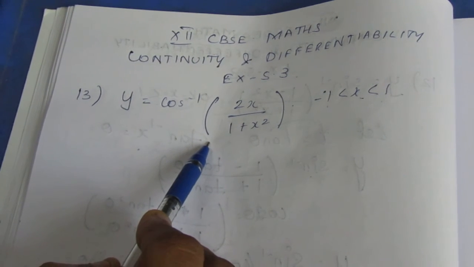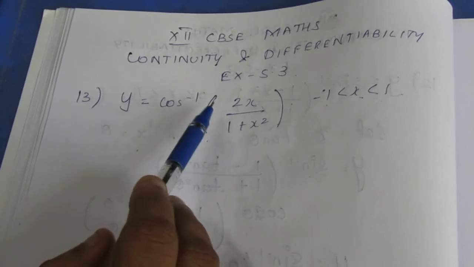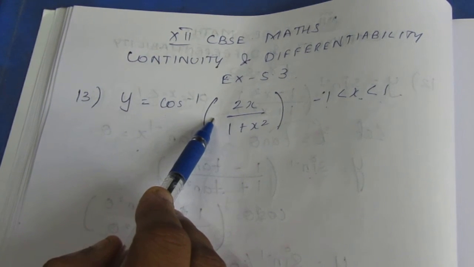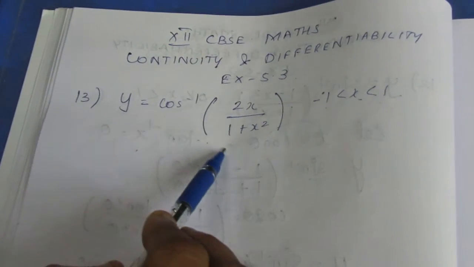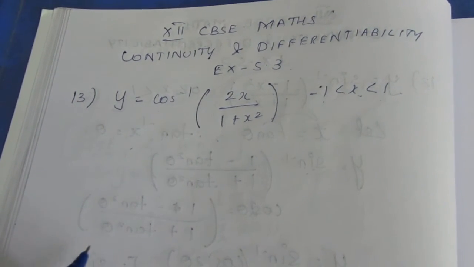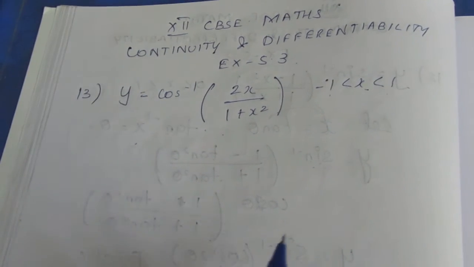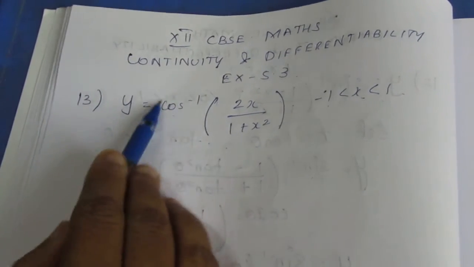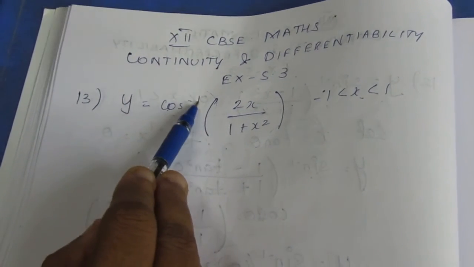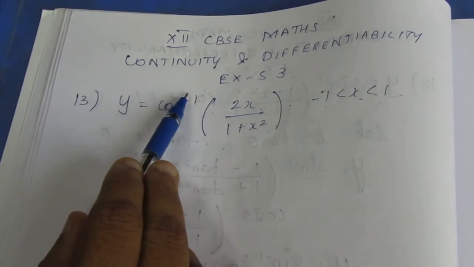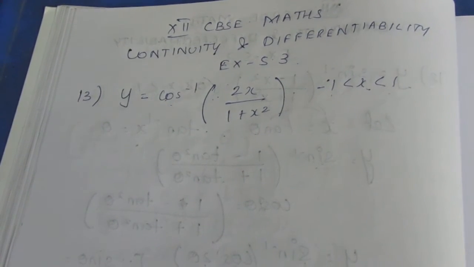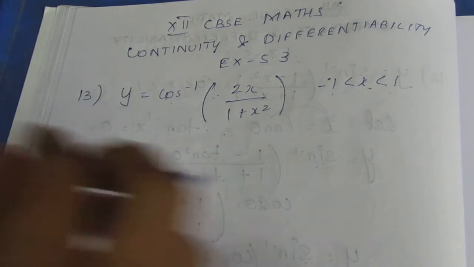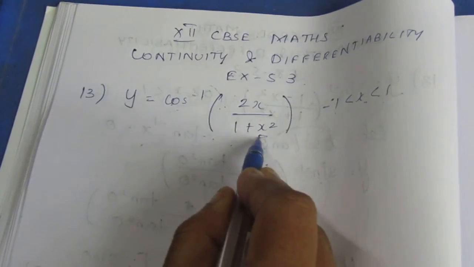We can't differentiate directly because we know that the derivative of cos inverse x is minus 1 by root of 1 minus x square. In the place of x, if I substitute this big value, it will be difficult for us to solve it. For that reason, we are going to change the inverse into a normal one. That is, cos inverse and cos get cancelled and the solution will be easy for you to differentiate. For that reason, we are going to substitute some value for x.